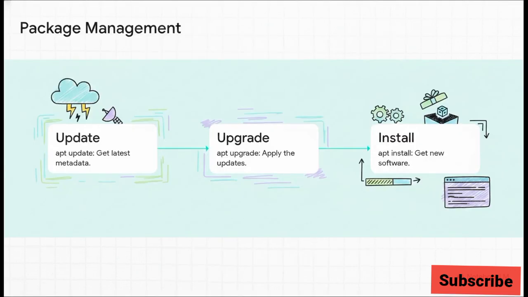Now, to get new software or to keep your current tools secure, we use APT, which stands for the Advanced Package Tool. This relies on what we can call a holy trinity of package management commands. First, apt update reaches out to remote servers to download the absolute latest metadata. Second, apt upgrade actually applies those new updates to your system. And finally, if you need a brand new tool, you simply type apt install followed by the name of the package.